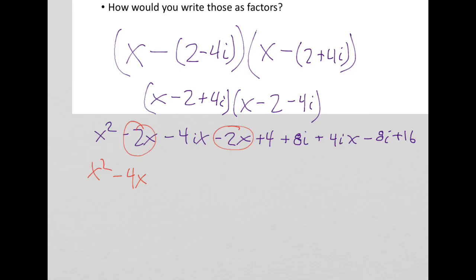And I have a negative 4ix there, canceling with a positive 4ix there. I have a positive 8i there, canceling with a negative 8i there.